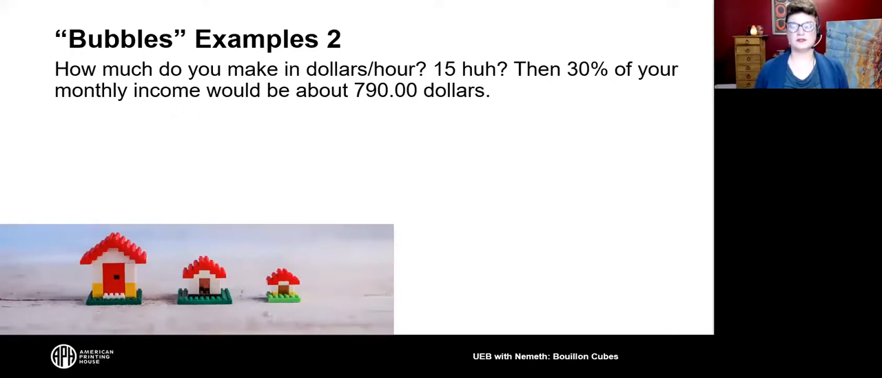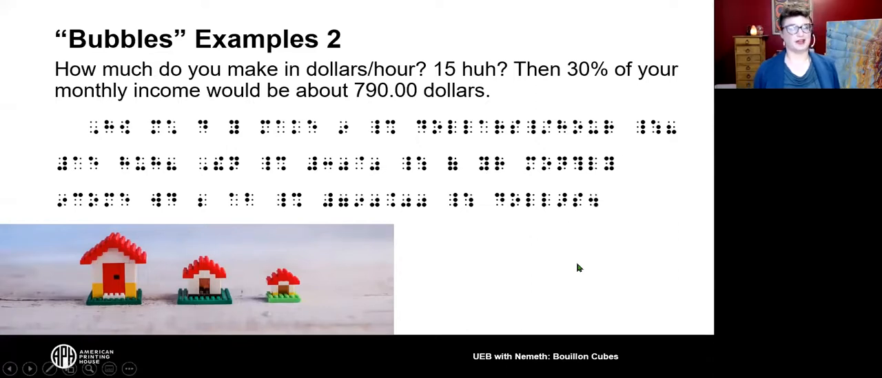So what do we mean by a slash, meaning per, over, or divided by? For example, if I had how much do you make in $/hour or dollars per hour? Oh, you make 15, huh? Then 30% of your monthly income would be about 790.00 dollars. So the things that need to be in Nemeth code here are the dollars per hour. That slash means per, so it's got to be in Nemeth code. And then its sort of numerator and denominator for the slash have to be in Nemeth code as well.